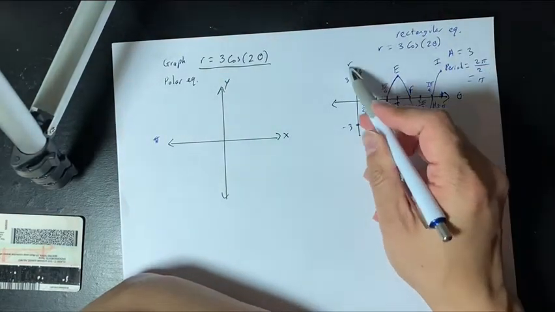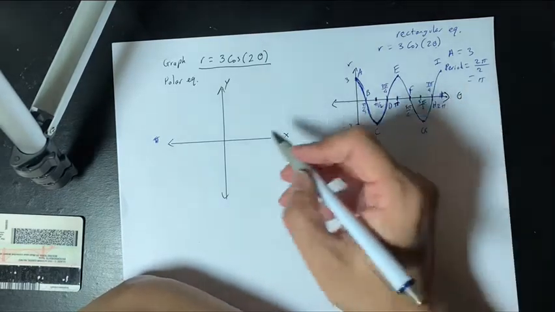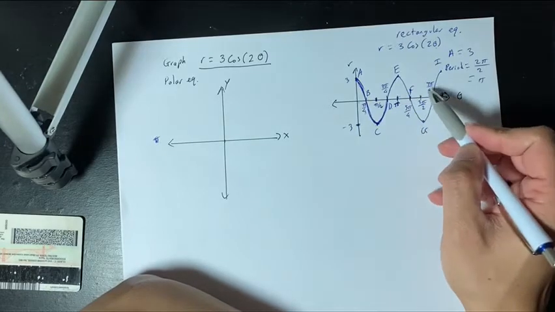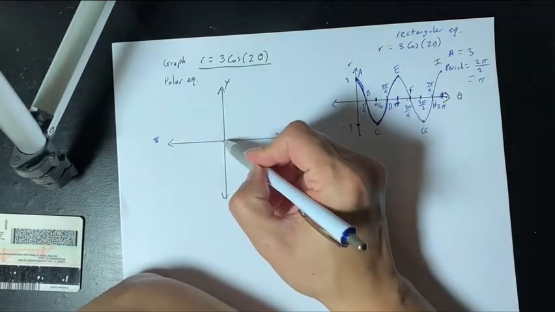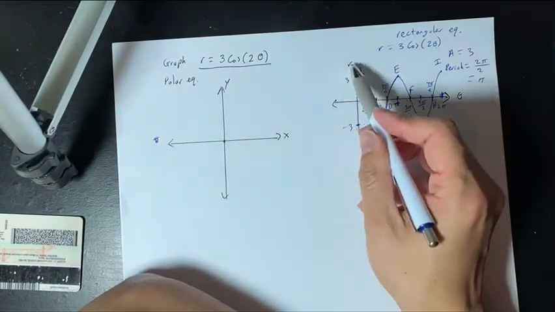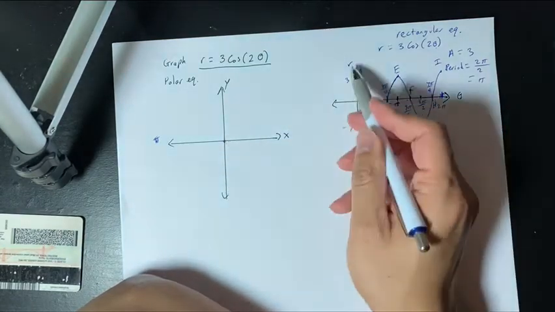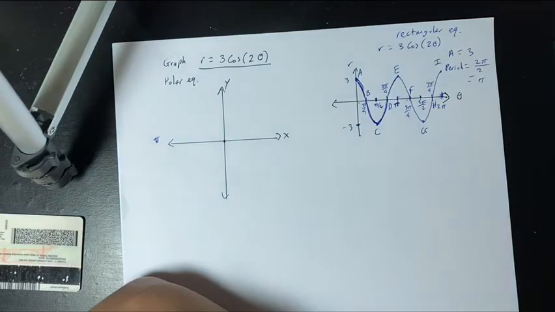Any point with the radius being 0 would be right on the origin. So without even having to graph B, D, F, and H, I know they all would land on the origin because my radius is 0. Doesn't matter which direction I'm pointing in. If my radius is 0, I am on the origin.